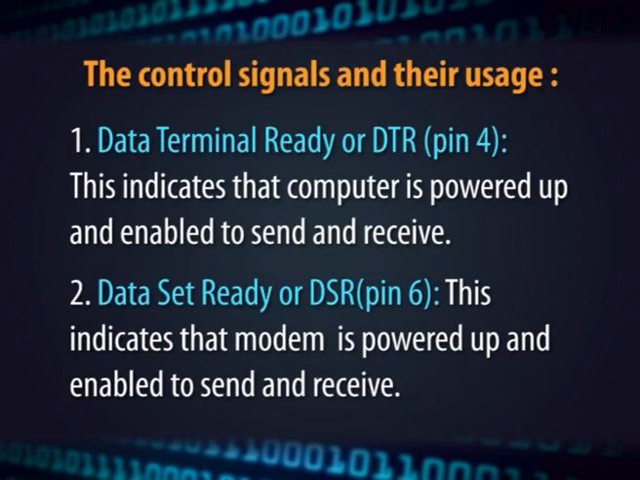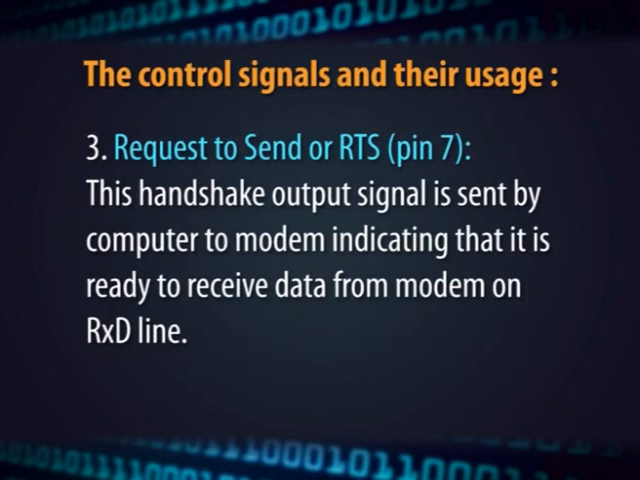The control signals and their usage is as follows: 1. Data terminal ready, or DTR, pin number 4. This indicates that computer is powered up and enabled to send and receive. 2. Data set ready, or DSR, pin 6. This indicates that modem is powered up and enabled to send and receive. 3. Request to send, or RTS, pin 7.